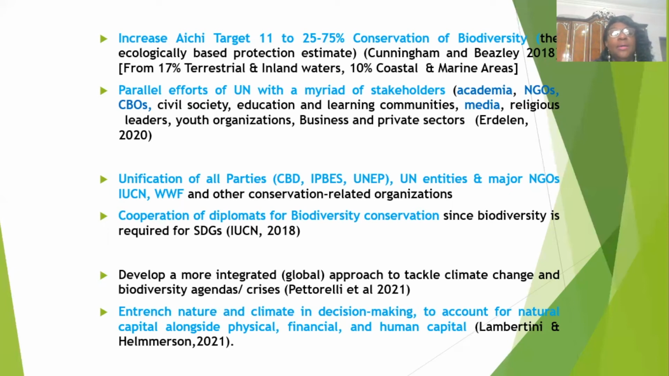So researchers think and suggest that this should be increased from 17% and 10% to between 25 and 75%, Cunningham and Beasley 2018. There should be parallel efforts of UN with a myriad of stakeholders, media, academia, NGOs, CBOs, and so on. Unification of all parties, the CBD, IPBES, UNEP, other UNEP entities and organizations like the NGOs, IUCN, World Wide Fund for Conservation of Nature. There should be cooperation of diplomats for biodiversity conservation. Entrench nature and climate in decision making to account for natural capital alongside physical, financial, and human capital.